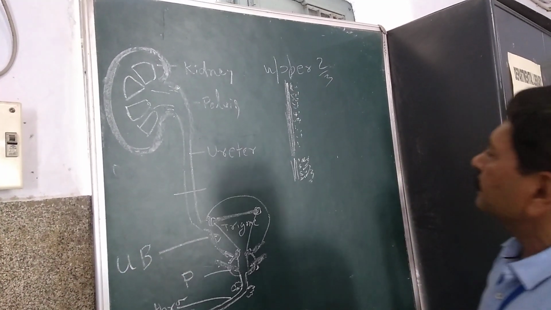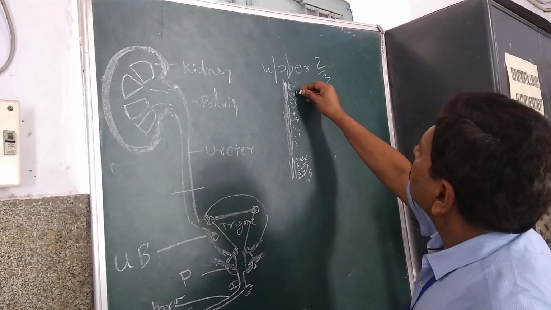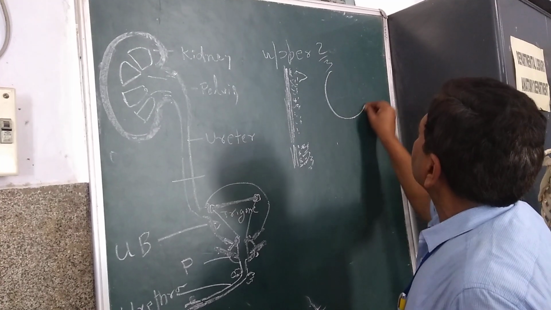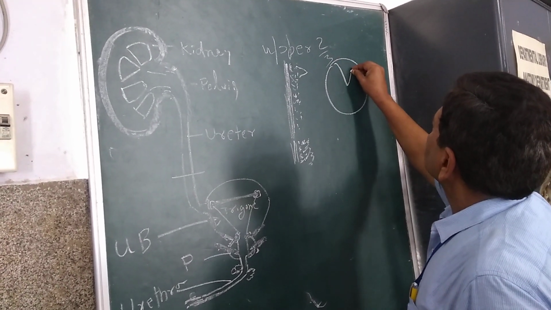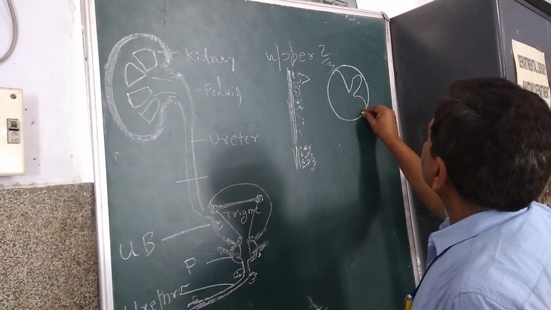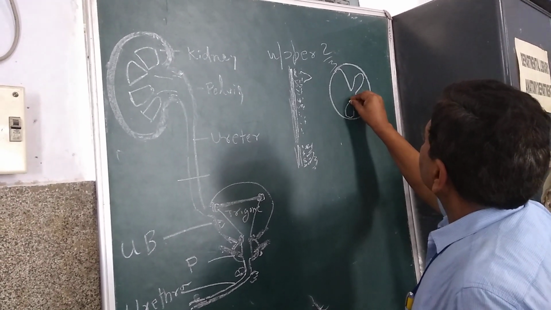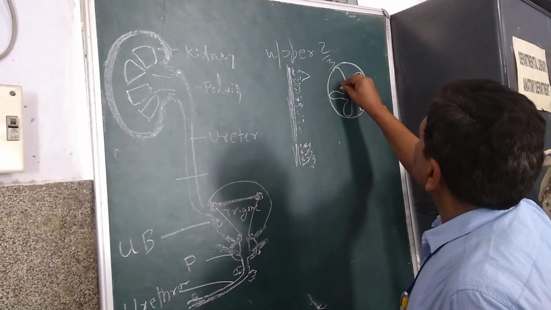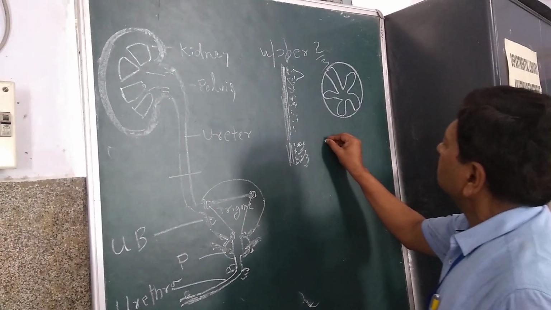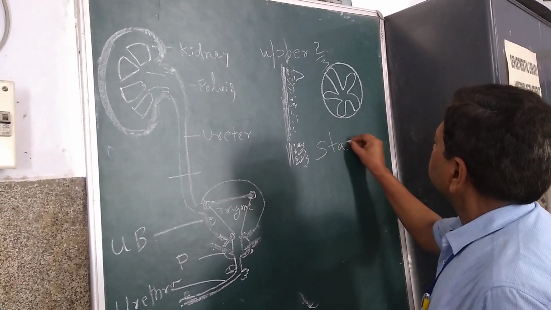The mucosa of the ureter has folds, four or five folds, like this. Suppose that this is the mucosa of the ureter and it has longitudinal folds. So the lumen of the ureter looks like a star socket.